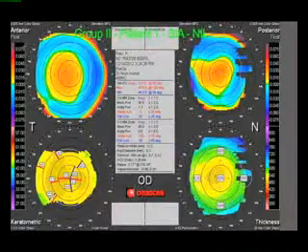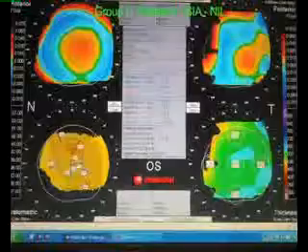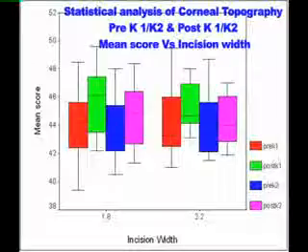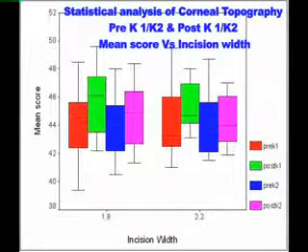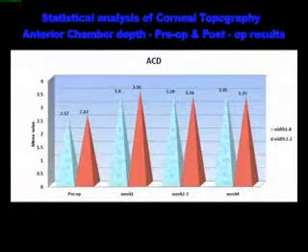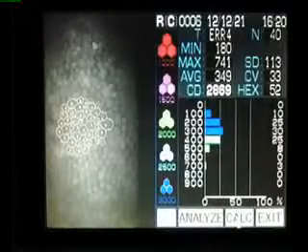The pre- and post-operative corneal topographic results indicate no noticeable surgically induced astigmatism. Specular microscopy indicates a very minimal endothelial cell loss.